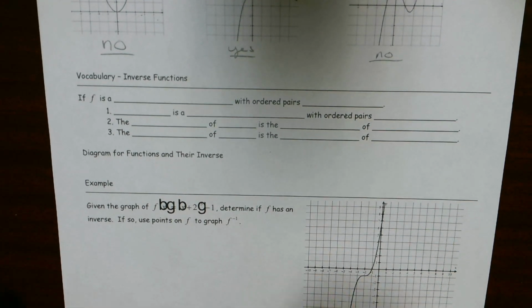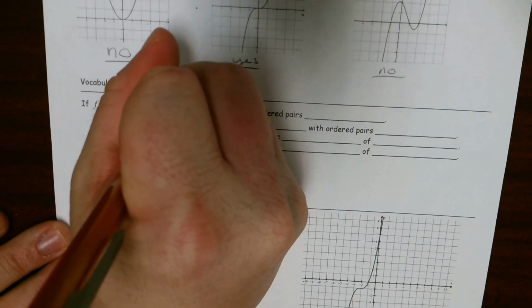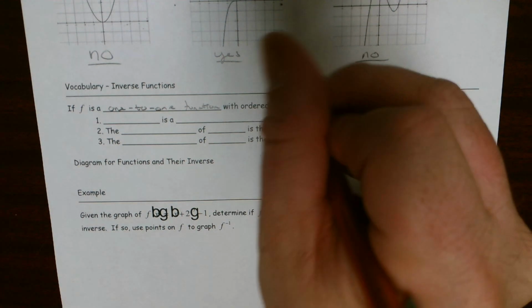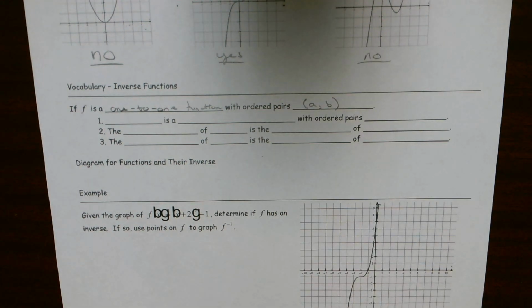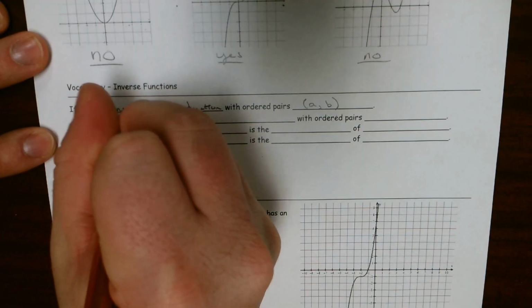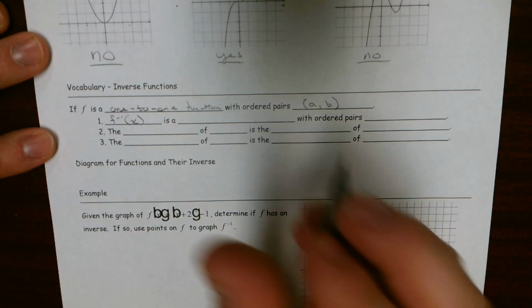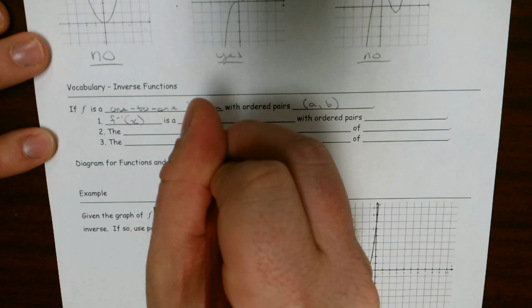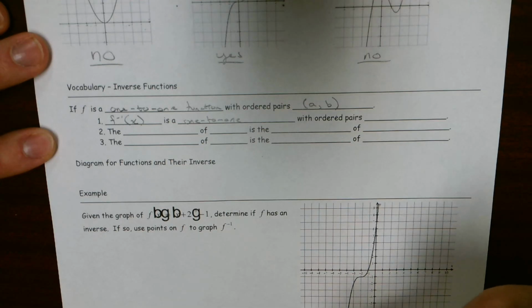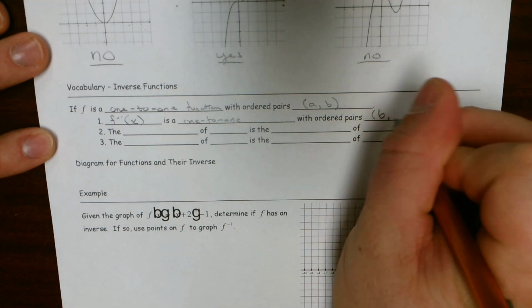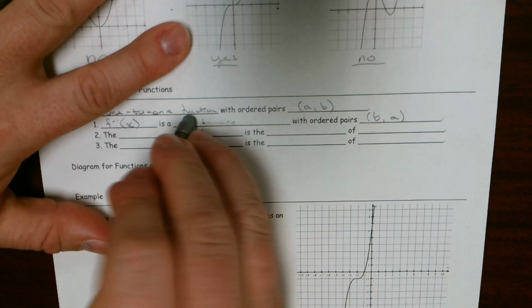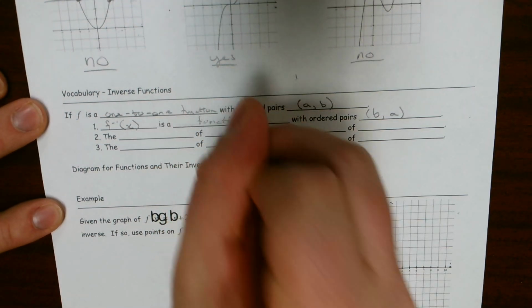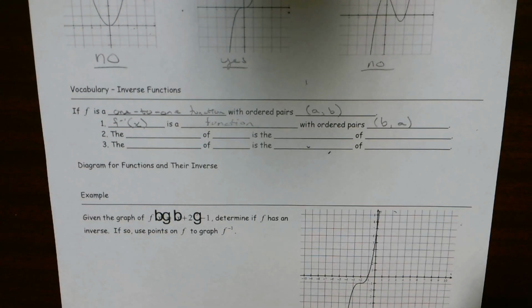Now let's talk a little bit more about inverses. If f is a one-to-one function with some ordered pair, we can call it whatever we want, a, b, then we know that the inverse, which is denoted f negative 1 of x, is a one-to-one function with ordered pair b, a. We can just say the inverse is a function, because when you inverse the horizontal line test, you're going to get the vertical line test here in a minute.